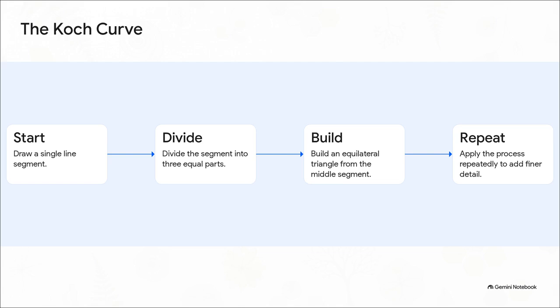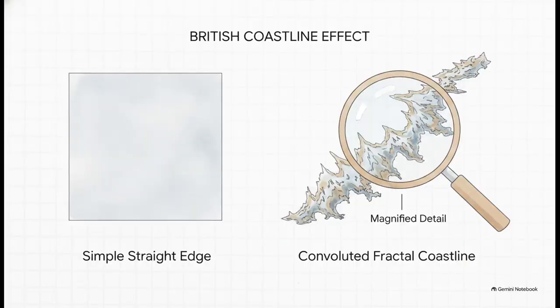Consider a mathematical model like the Koch curve. You start with a line segment, divide it into 3, build a triangle on the middle segment, and repeat that endlessly. This self-similar, repeating geometry mimics exactly how forms at one scale perfectly resemble forms at another scale in nature. This ties directly into what's known as the British coastline effect.